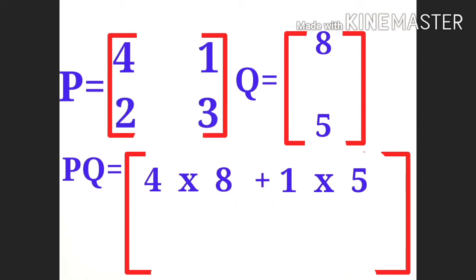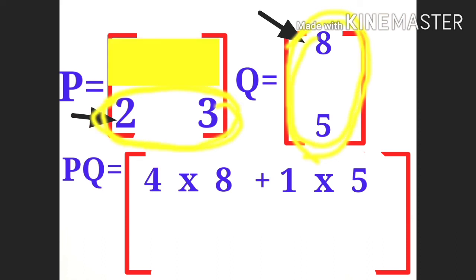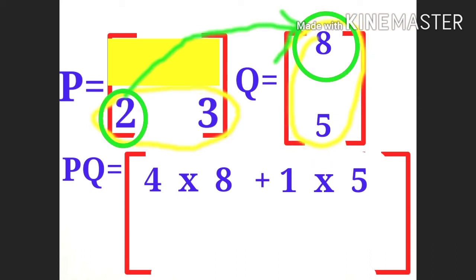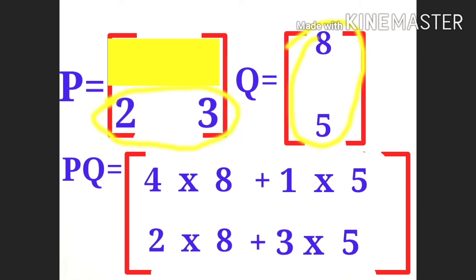Now let's check if there are any more columns in Q left. No, there are no more columns in Q remaining. This means that we now have to go to the second row of P. So we take the second row and multiply that with each column of the Q matrix. We will get 2 multiplied by 8 plus 3 multiplied by 5, friends, by multiplying the corresponding elements and then adding them together. Now, are there any more columns left in Q? No, there are not. And if you see, there are no more rows in P also remaining.